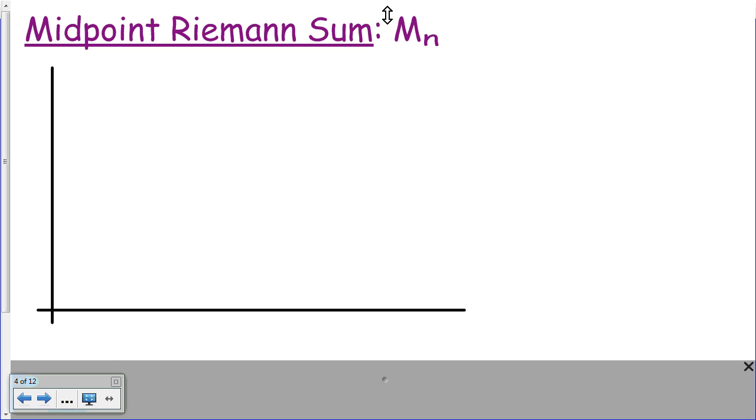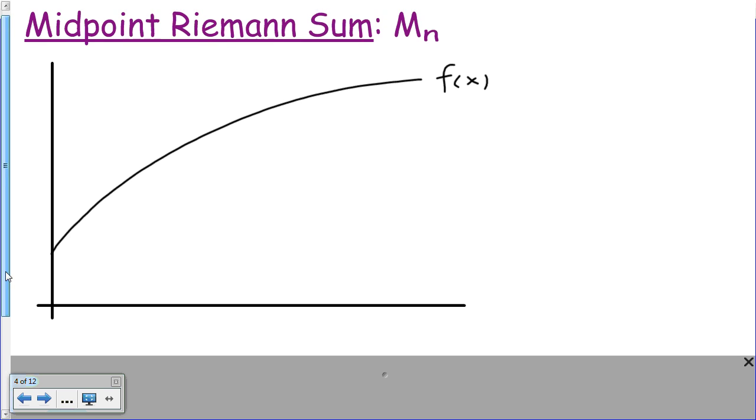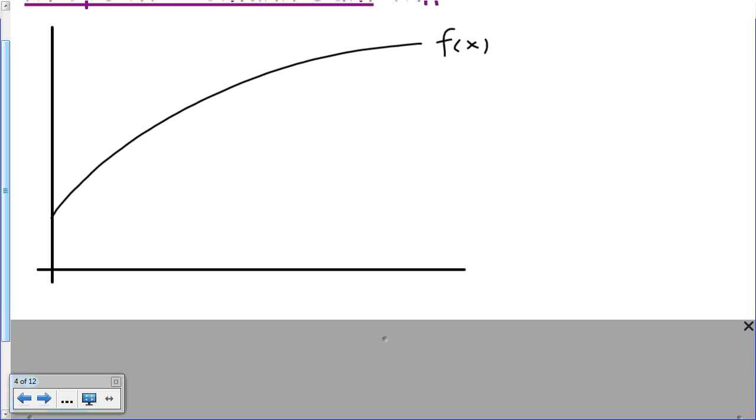So let's take a look at this first one here, which is a midpoint Riemann sum. And because it's a midpoint Riemann sum, we call it M sub n. All right, so I'm going to just sketch a curve here. This will be f of x. And let's say that we want to find the area from A to B. And I'll just split this up into n subintervals here again.